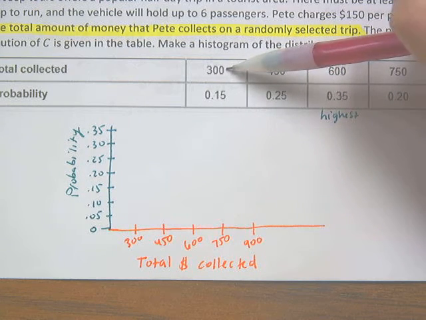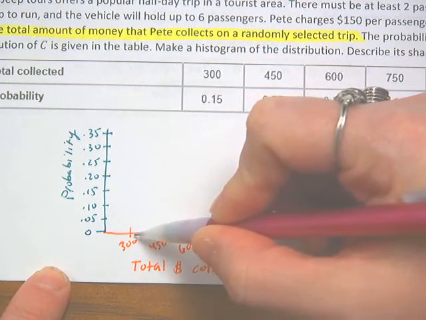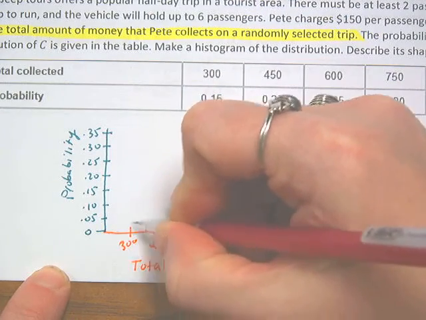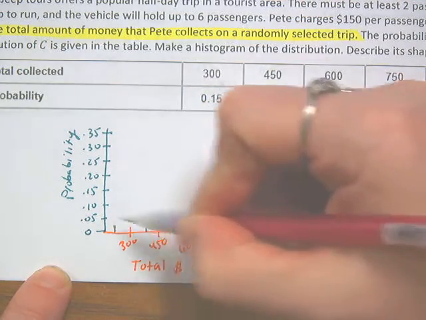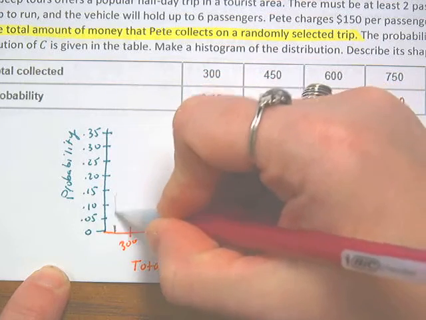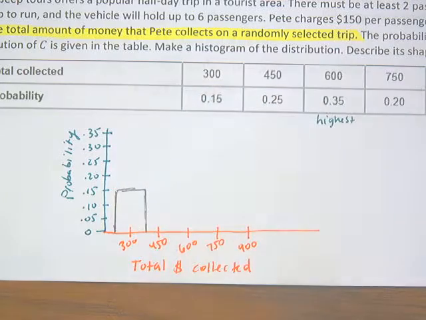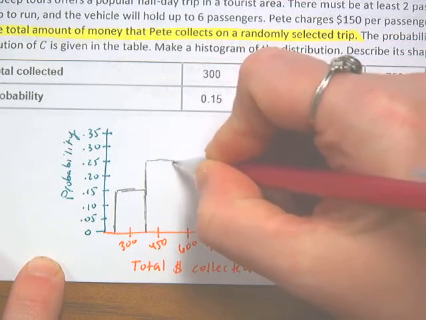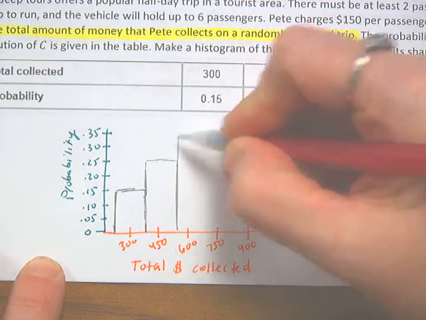The bar that goes with $300 should go up to 0.15. Now, look how I do that. Don't start at a tick mark. You can just look at the example right above there if you want to. I'm going to span either side of that $300, and then go up to 0.15. It's like straddling the $300 on either side. And then that's going to be connected to the bar for $450, which goes up to 0.25. And then we're up to 0.35, the highest probability.